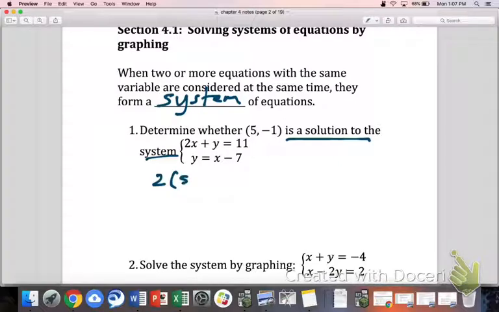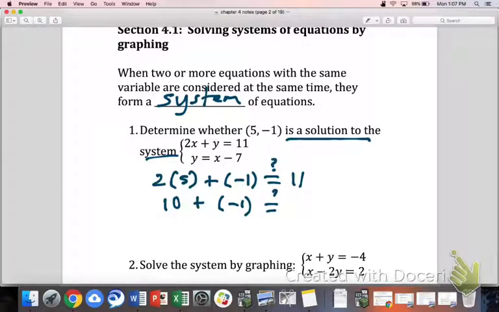2 times 5 plus negative 1 equals 11, possibly equals 11. So when you do your order of operations, we do the multiplication first, right? So you end up with 10 plus negative 1 equals 11. What's the issue here? That's false. The left side is 9, right? And 9 definitely does not equal 11.